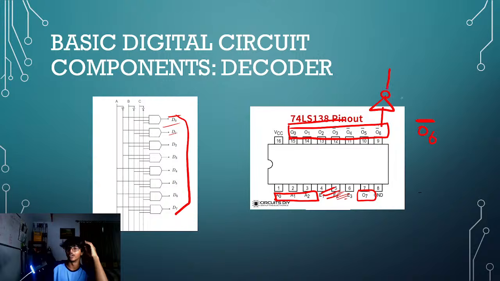But just know that in a pinout diagram of an IC, if you see a bar on top of the output, it means it's active low, which means if it's high, it's zero. Okay, so that's clear, guys. Also, VCC and ground I explained already. I hope you guys understand.